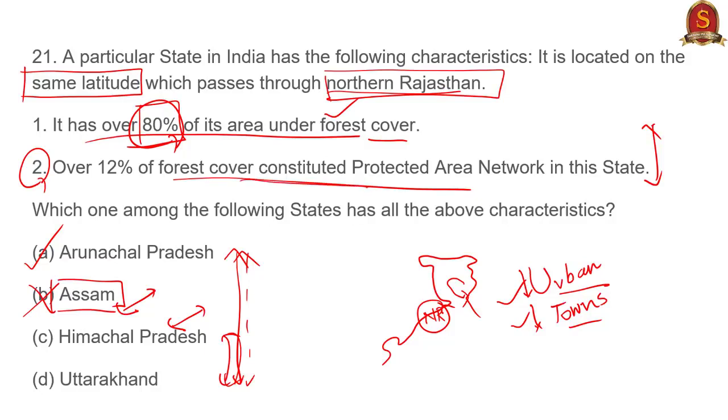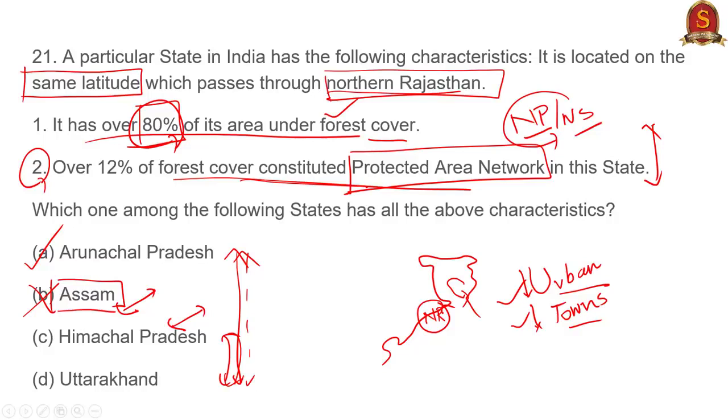Over 12% of the forest cover constituted protected area network in the state. Think about it logically. It is not possible for anyone to memorize national parks and wildlife sanctuaries. At the same time, even if you have a vague idea about the distribution of national parks and wildlife sanctuaries, you will definitely not be in a position to say whether it will be over 12% or less than 12%.